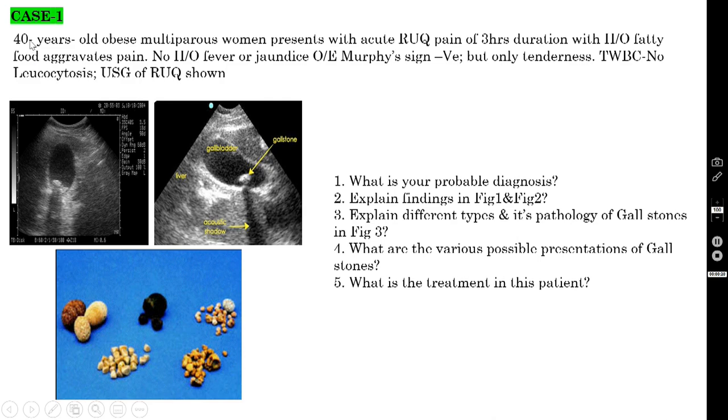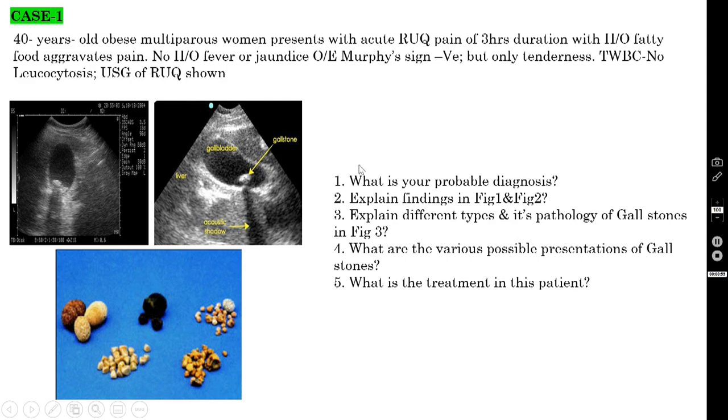Case number 1: a 40-year-old obese multiparous woman presents with acute right upper quadrant pain of 3 hours duration, with a history that fatty food aggravates the pain. No history of fever or jaundice. On examination, Murphy sign is negative, but only tenderness was present. Total WBC count shows no leukocytosis. Ultrasound of the right upper quadrant is shown here.